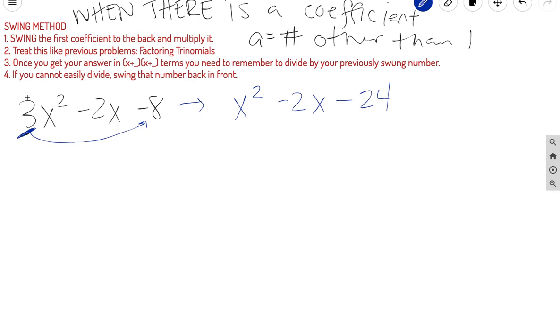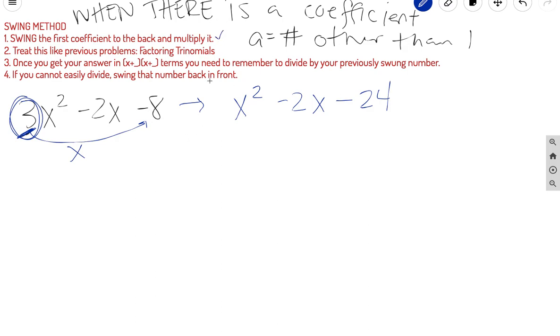Why? We took this 3 and we multiplied it to the back number, right? Minus 8. So we did 3 times minus 8, and we got our last piece as minus 24. And because we took that 3 and moved it, we only had left x squared, so I leave my x squared and my minus 2 the same.